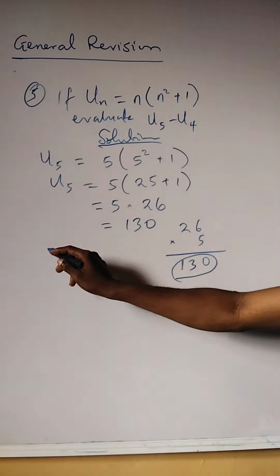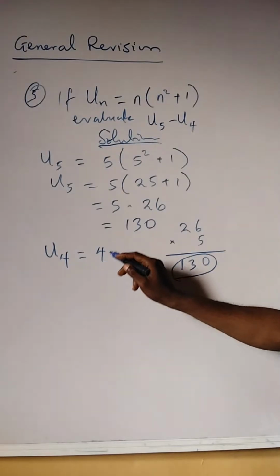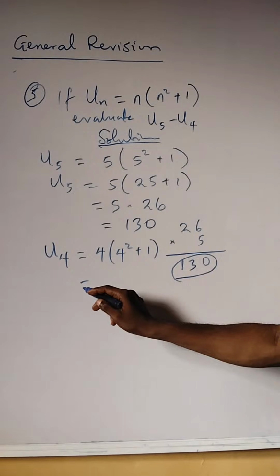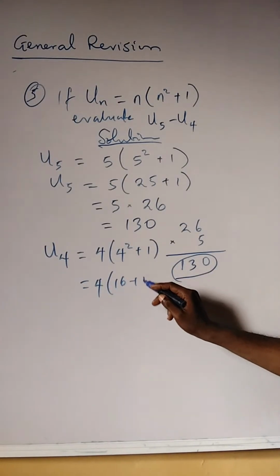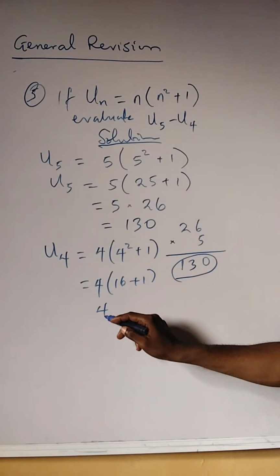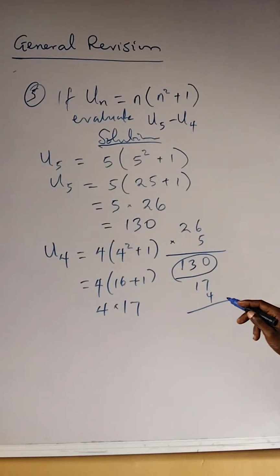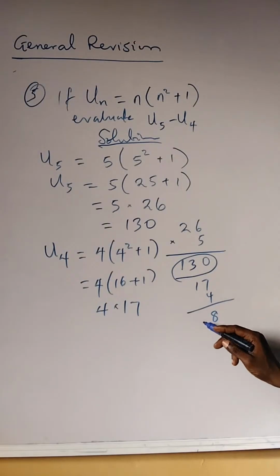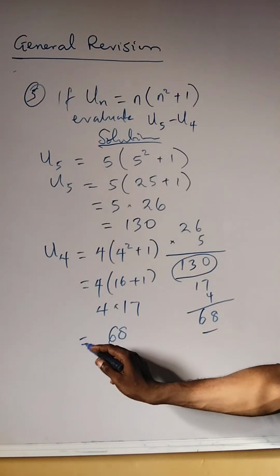Then we also get u subscript 4. When we put in 4, we have 4 into bracket 4 squared plus 1. As we have here, 4 into bracket 4 squared, 16, plus 1. That's 4 times 17. Multiplying, 4 times 7, 28, carry 2, 4 times 1, 4, plus 2, 6, 68. So u subscript 4 gives us 68.